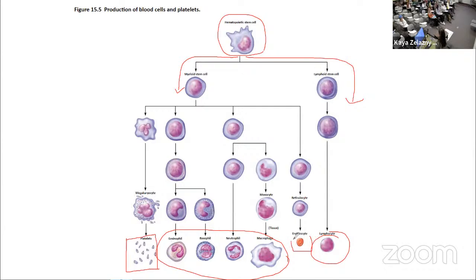And then we have our erythrocytes, our red blood cells, which we'll spend a lot of time talking about in class. Okay, but they're all coming from the same original hematopoietic stem cell.